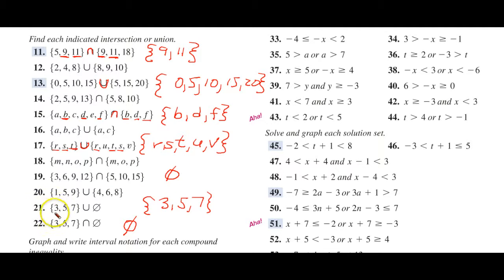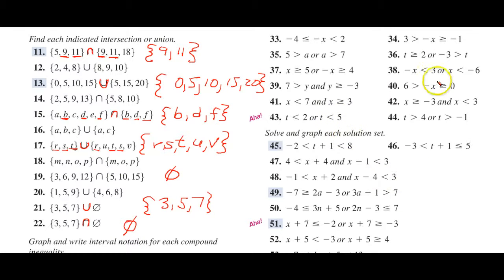In number 21, you have a union with an empty set. So it's just going to be the items that are listed in the other set. 22, it's an intersection. Well, since there is an empty set, there are no intersections. Okay.